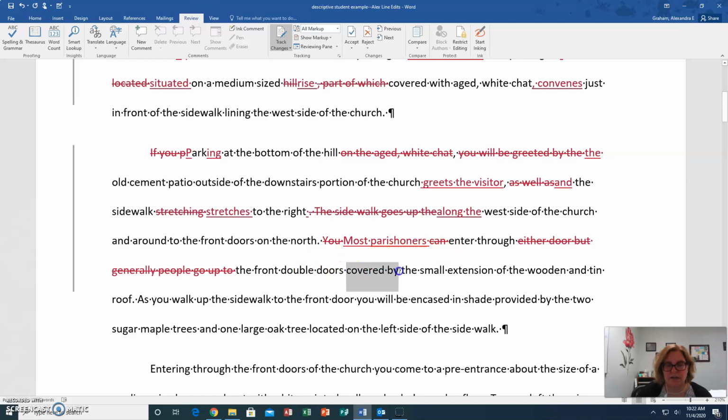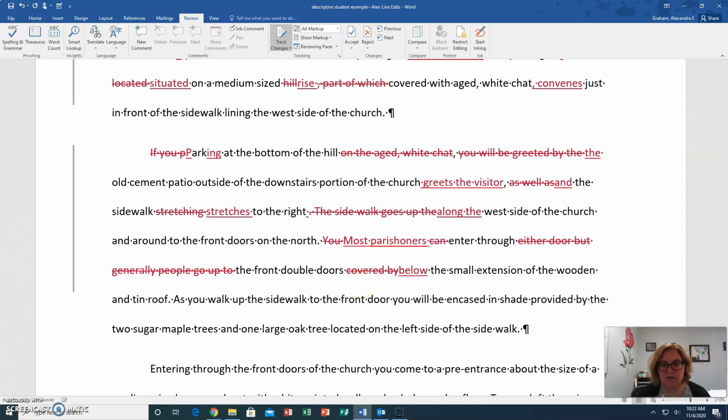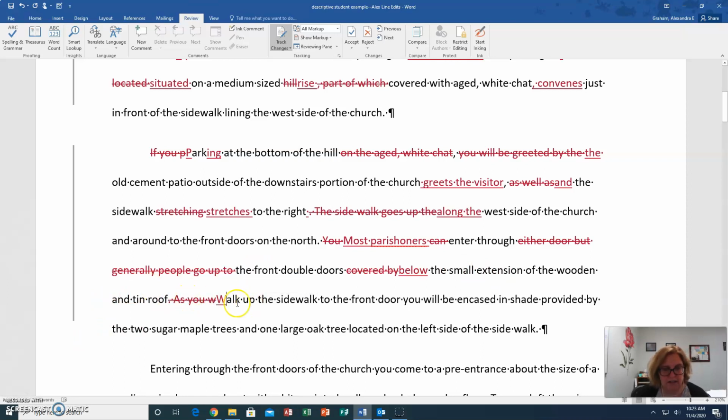Maybe it said covered by, maybe just below the small, below the, what's that called? The portcullis. No, that's a big fence. Small extension of the wooden and tin roof. It's good for right now. We'll come back to it. All right, as you walk, so let's get rid of that. So walking up the sidewalk to the front door.